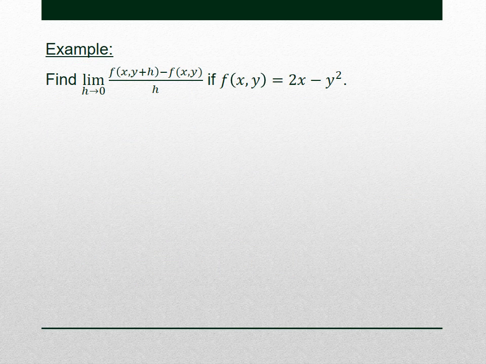So what is the limit as h goes to 0? We just found and simplified that difference quotient, and we got minus 2y minus h. So letting h go to 0, we get minus 2y.